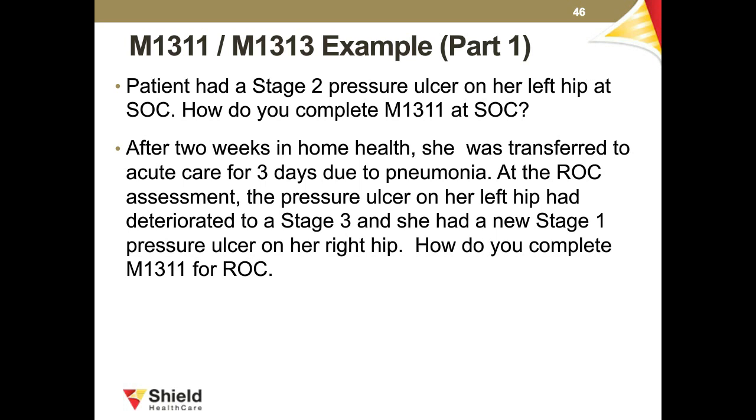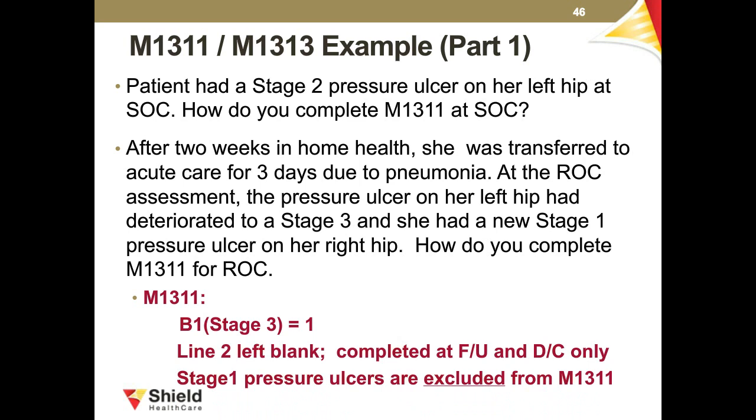After 2 weeks in home health, she was transferred to acute care for 3 days due to pneumonia. When she came back for her resumption of care assessment, the pressure ulcer on that left hip had deteriorated from a stage 2 to a stage 3, and she has a new stage 1 on her right hip. So at her start of care she had 1 stage 2, but at resumption of care she has 1 stage 3 present, and we don't count anything that is a stage 1. So on line 1, I'm going to count a stage 3, and because this is a resumption of care, I don't have to fill out line 2.